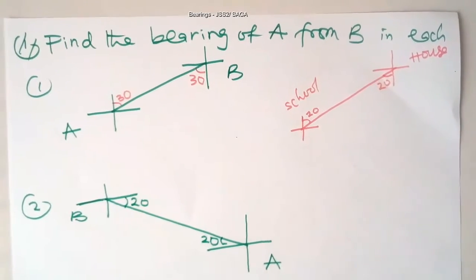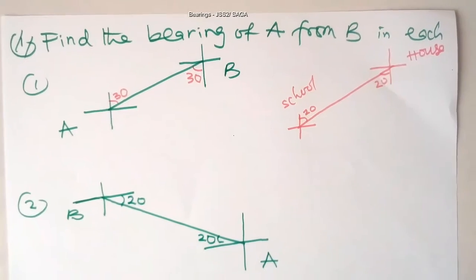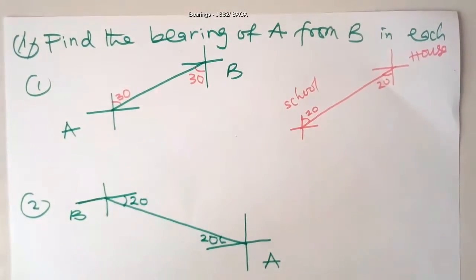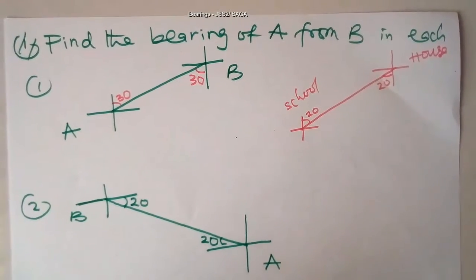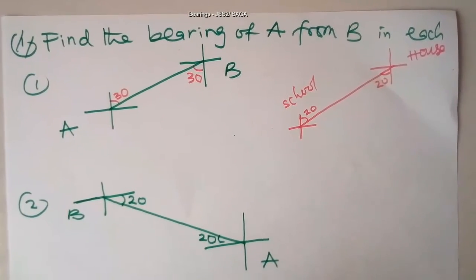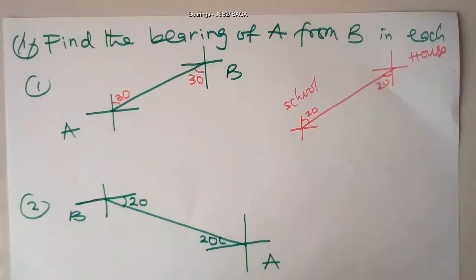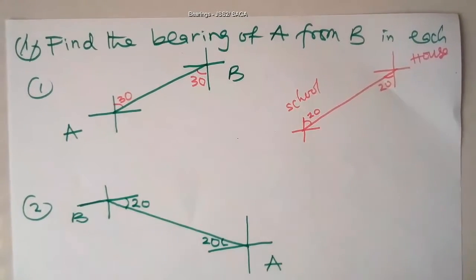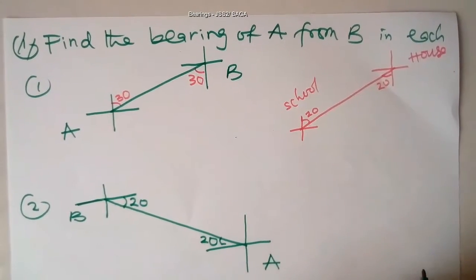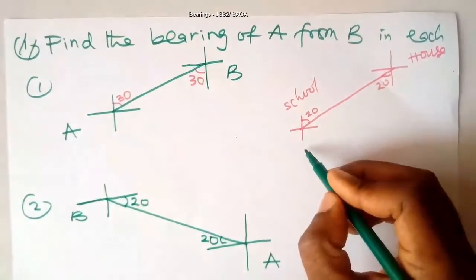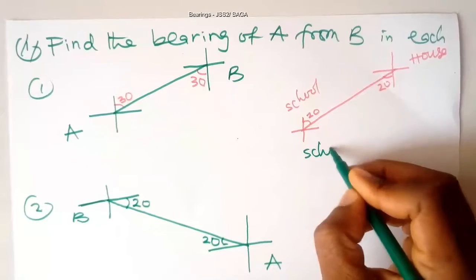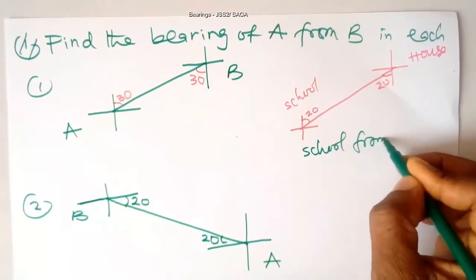Then let us look at two bearings. Remember, the bearing of A from B is not the same thing as the bearing of B from A. The bearing of your school from your house is not the same thing as the bearing of your house from school. Then let us look at these two bearings in this diagram. This is your school, this is your house. Then the bearing of school from your house.